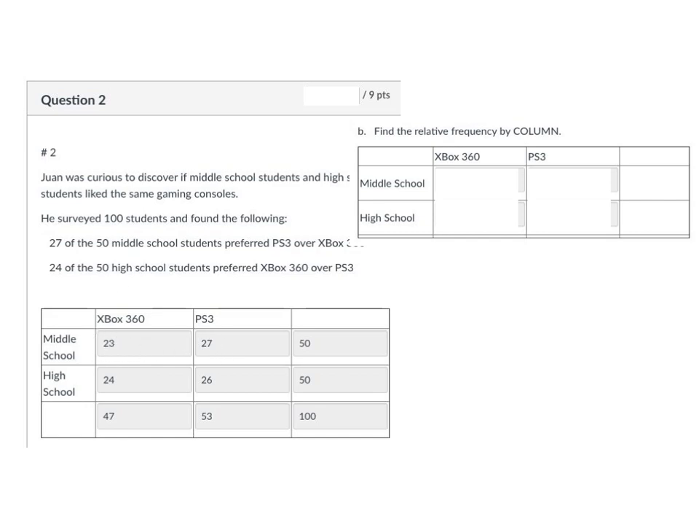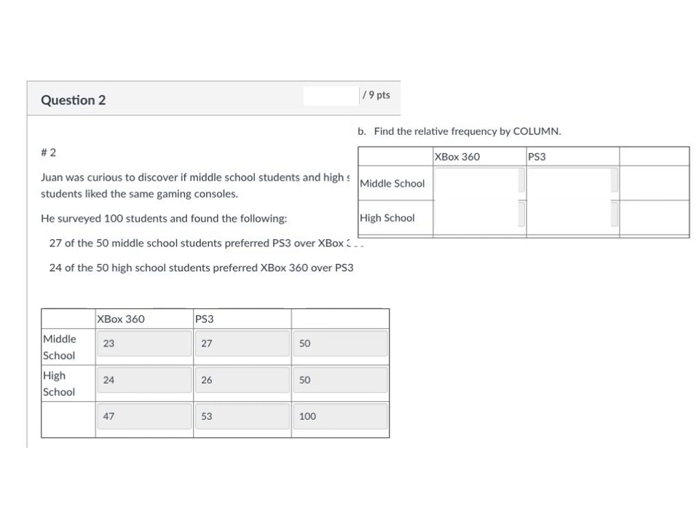And then we have 50 high schoolers. And then it says 24 of those like Xbox. So 24 of the 50 like Xbox. Again, we can do 24 plus 26 equals 50. And then we know we can add downward to go ahead and fill everything else in.